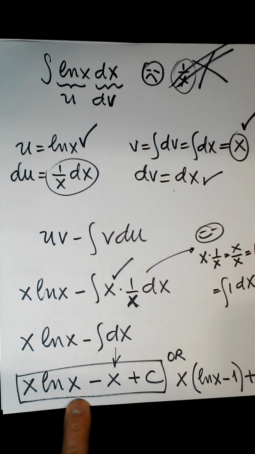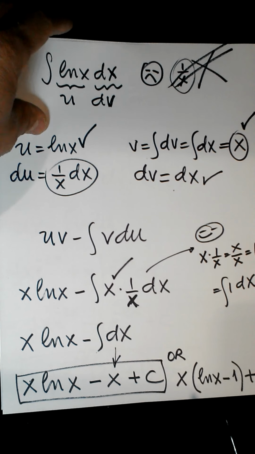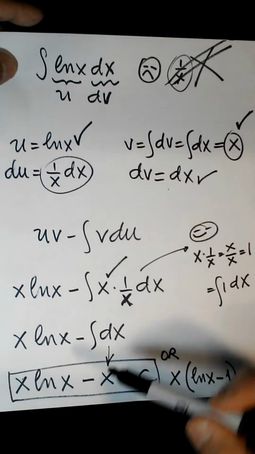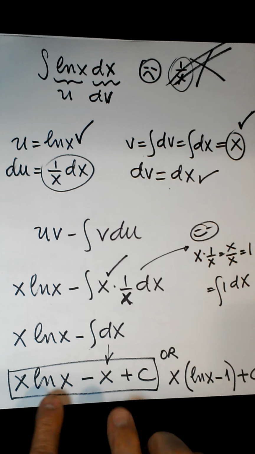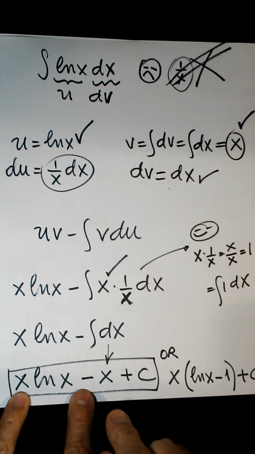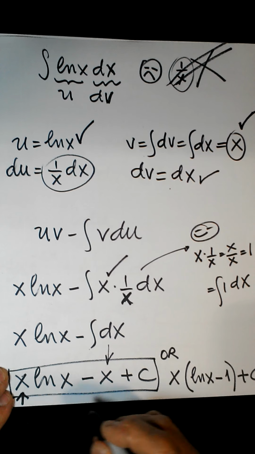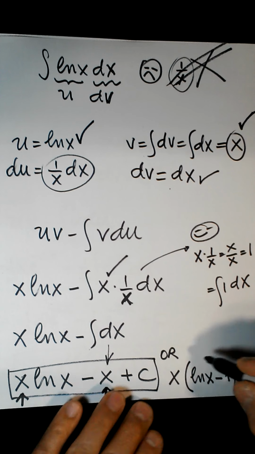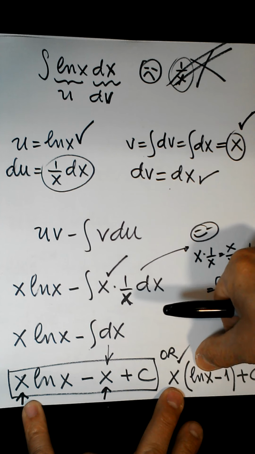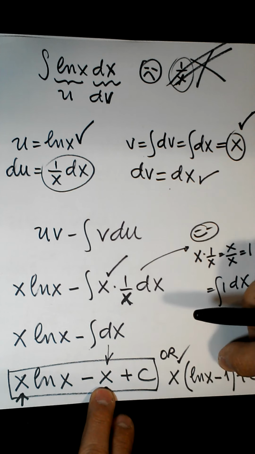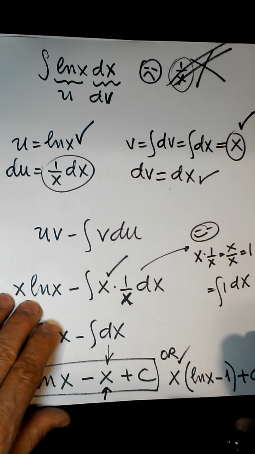And the answer, therefore, to the integral of log natural of x dx is x log natural of x minus x plus c. Now, I have a repeating part, which is this x and this x. I can factor out the repeating parts, and I get x times log natural of x minus 1 plus c.